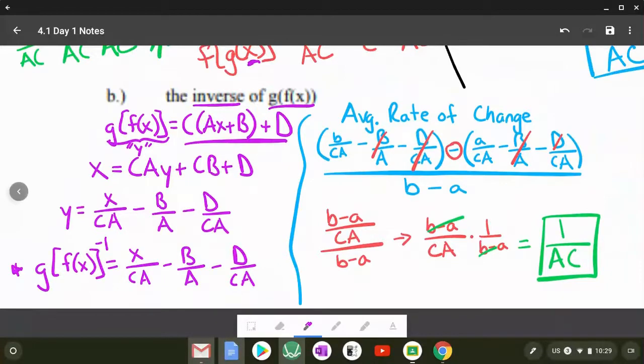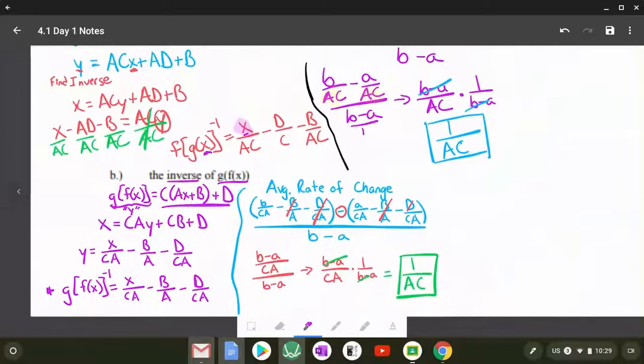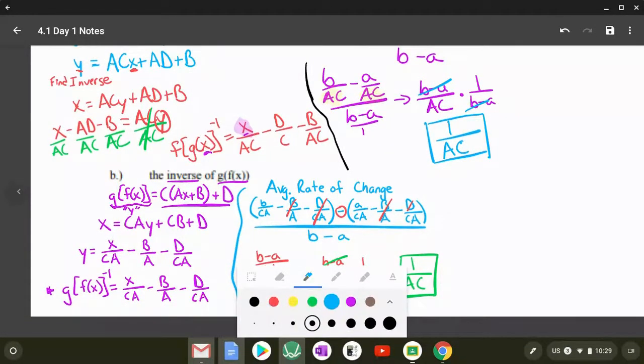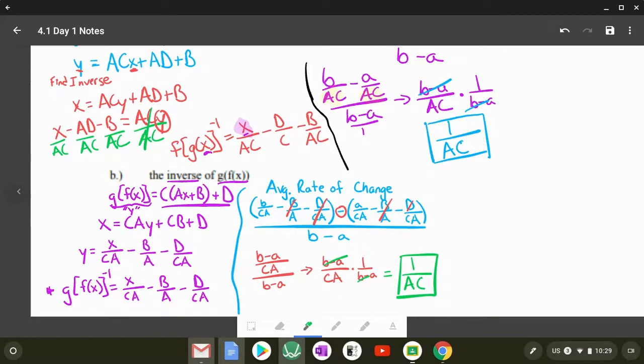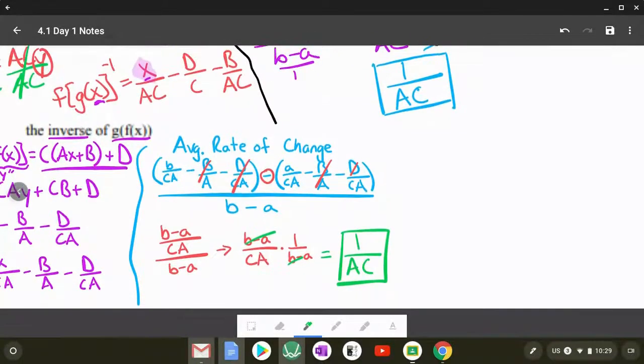Okay, simplify. What we do notice is something that's pretty cool: the average rates of change of the inverses of the flipped composition functions did happen to be the same, which is pretty cool.